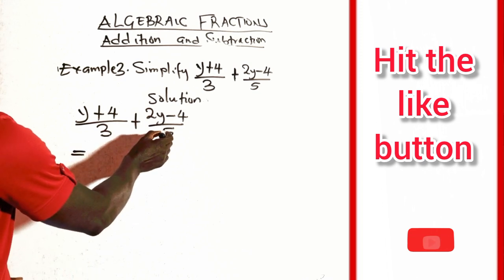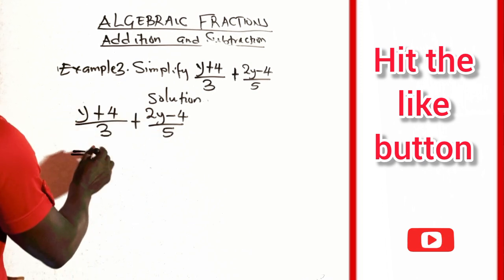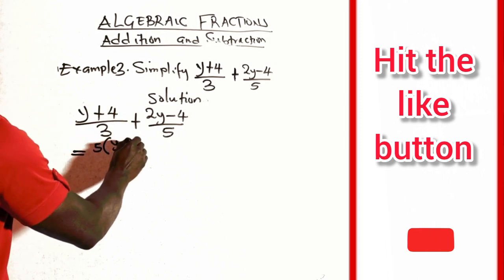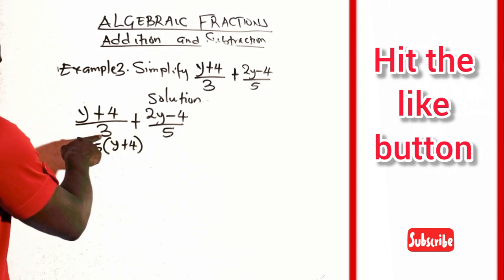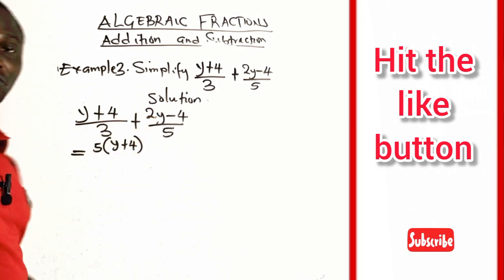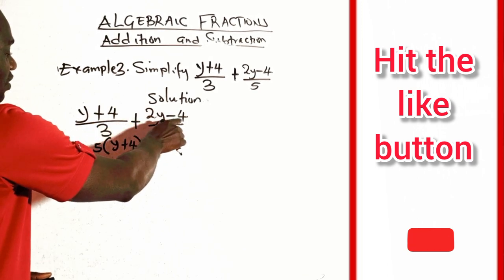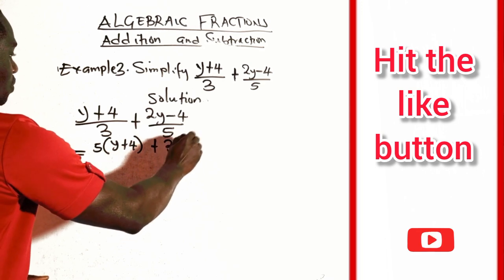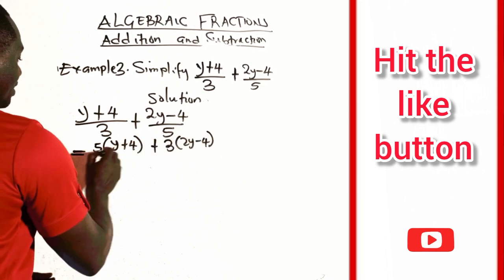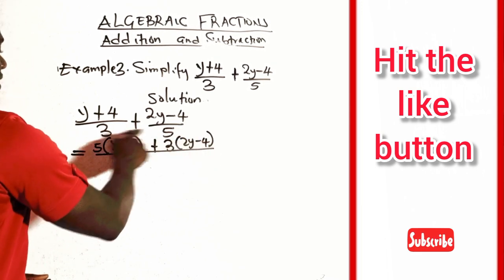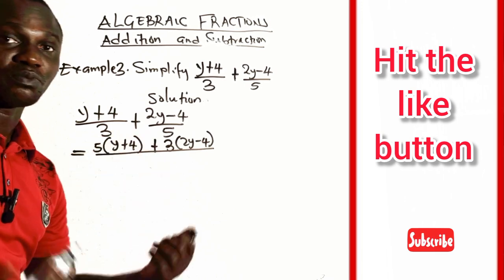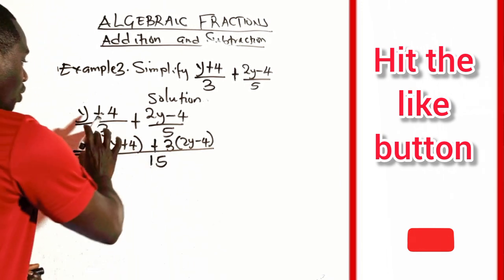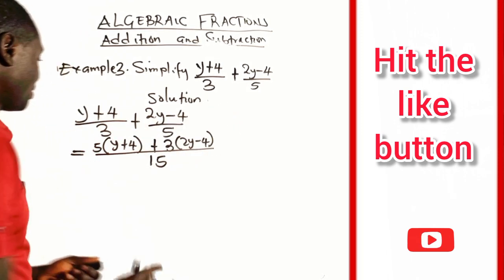Now this denominator 5 will multiply this numerator. So we say 5 times (y + 4). Then this denominator 3 will also multiply what? This numerator 2y - 4. That will be plus 3 times (2y - 4). Then what will happen to the two denominators? We'll multiply them, and that will be what? 15. Okay. Then we open these brackets.